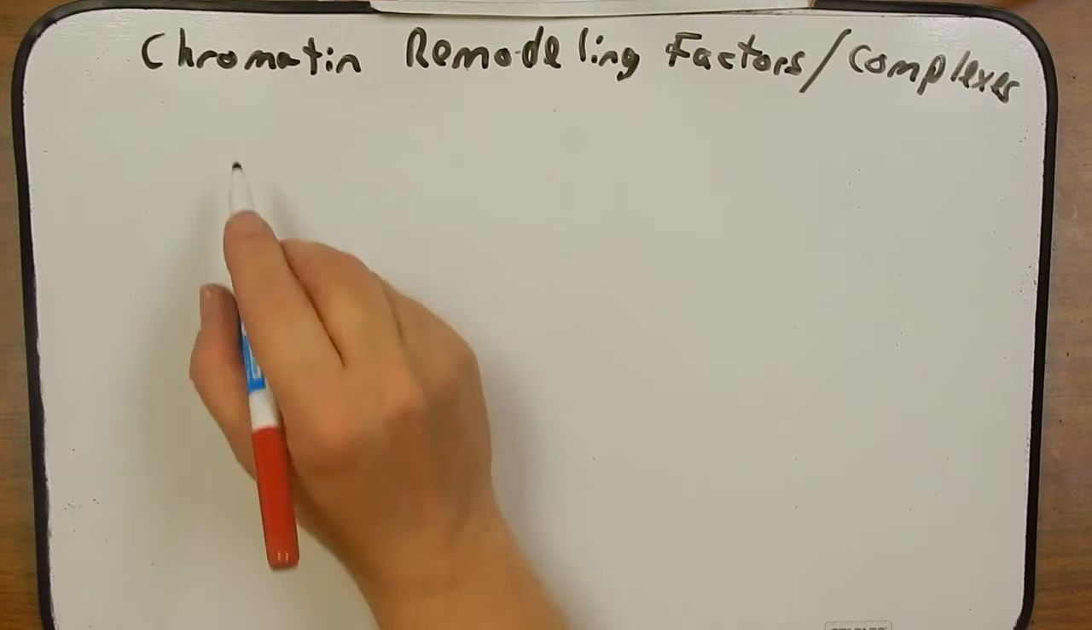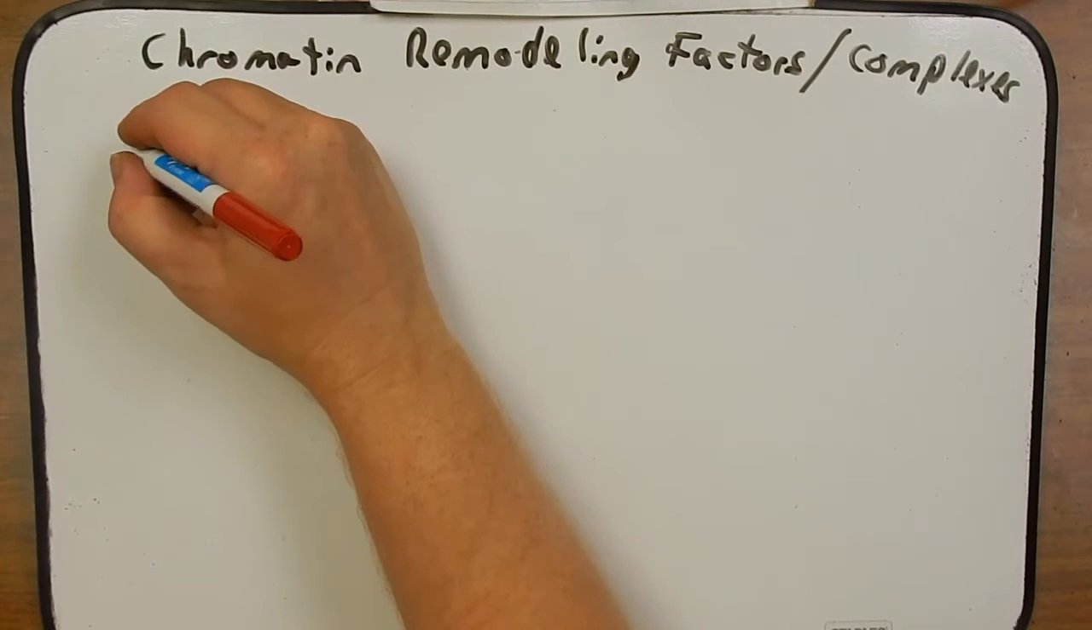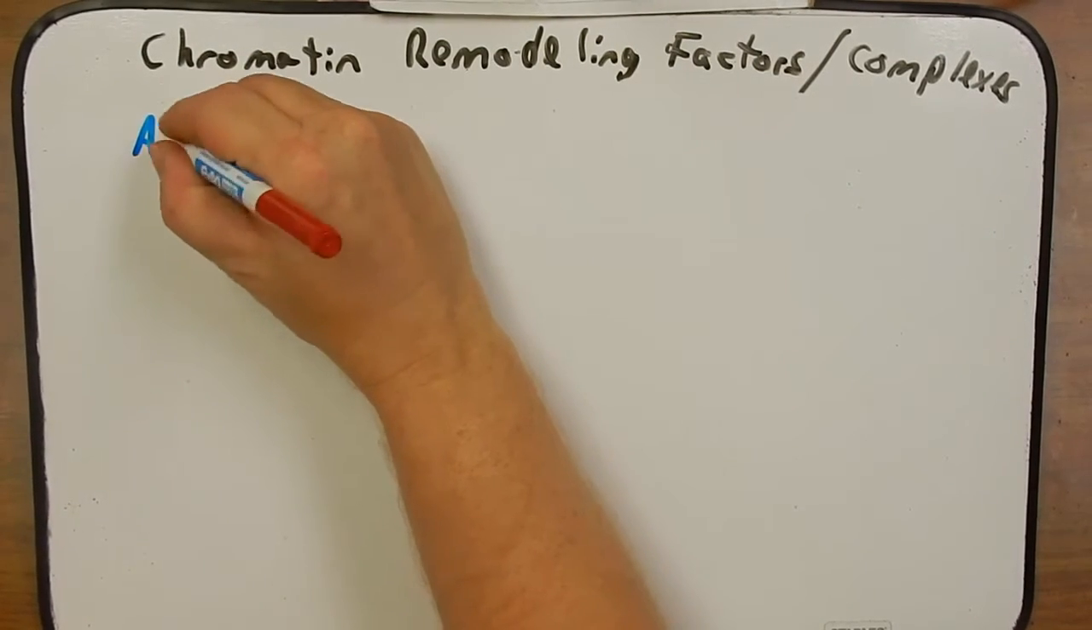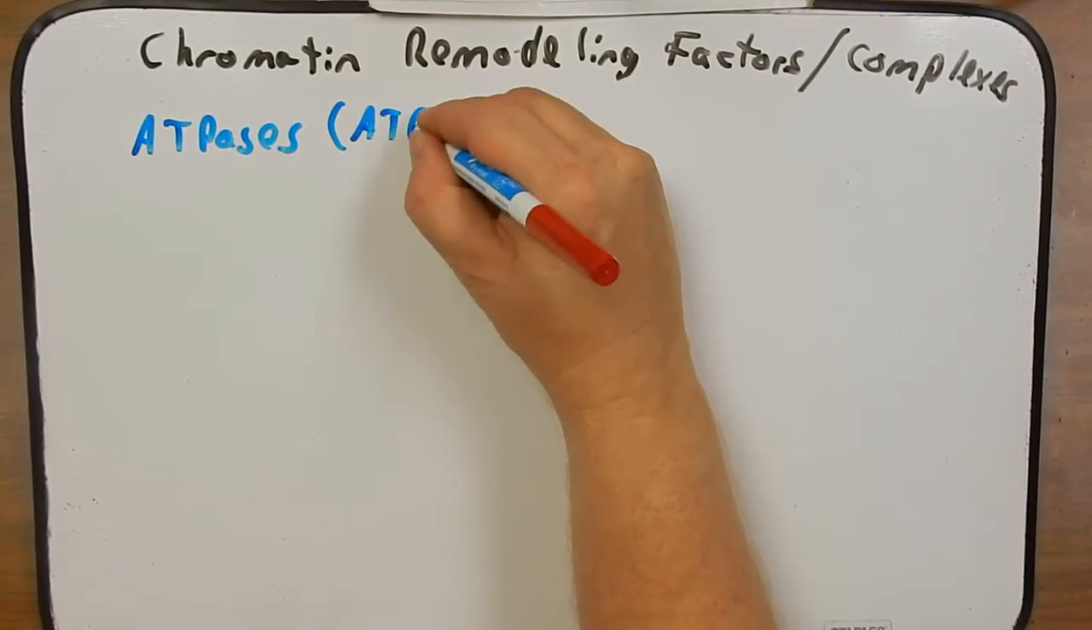Okay, let's begin our discussion of these chromatin remodeling factors. I want to begin by talking about this large family of ATPases. These are going to be involved in ATP hydrolysis.